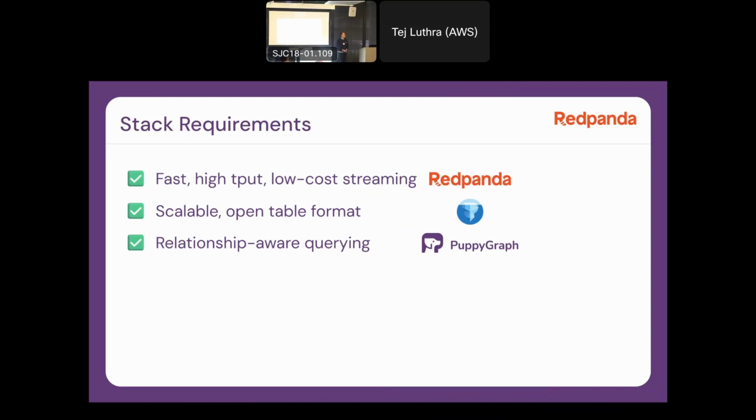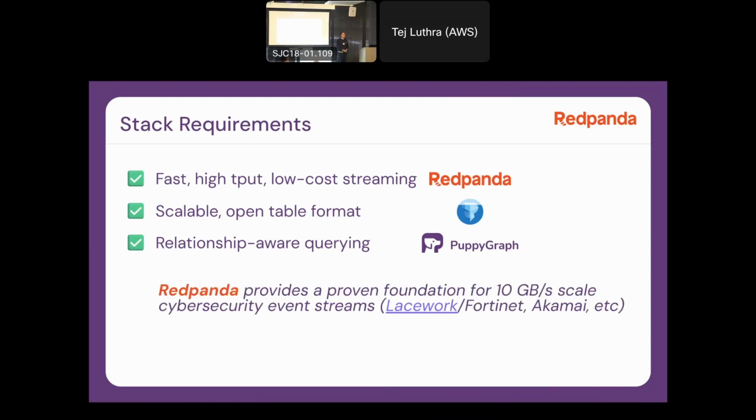And then you need relationship-aware querying, which is where PuppyGraph comes in, where the graph model comes in, which Dan will talk about extensively. We've been at this game for a while in cybersecurity, powering some of the biggest cybersecurity applications out there, like Lacework, which is now part of Fortinet, or Akamai. Obviously, they push a lot of data. And these event streams are just that. They're many gigabytes per second.